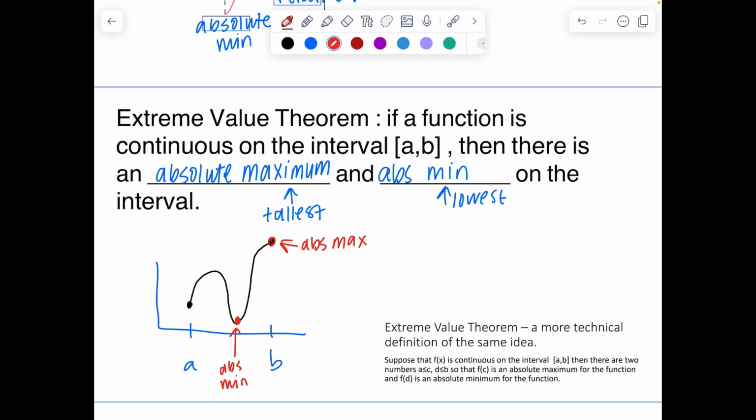So here's a little technical definition on the side. The extreme value theorem, more technically: suppose that f of x is continuous on the interval [a, b]. Then there are two numbers, c and d, with a less than or equal to c and d less than or equal to b, so that f of c is an absolute maximum for the function, and f of d is an absolute minimum for the function. That's the more technical definition, but you just need to know the one I just circled.